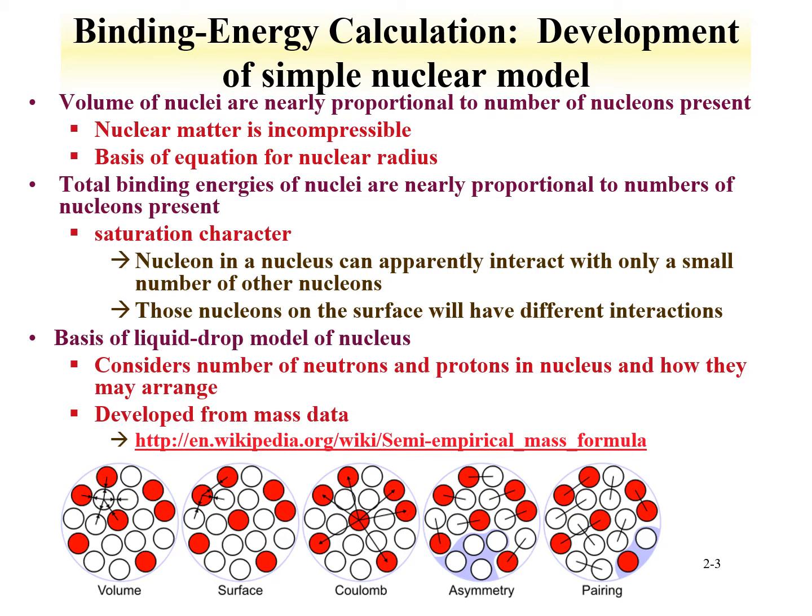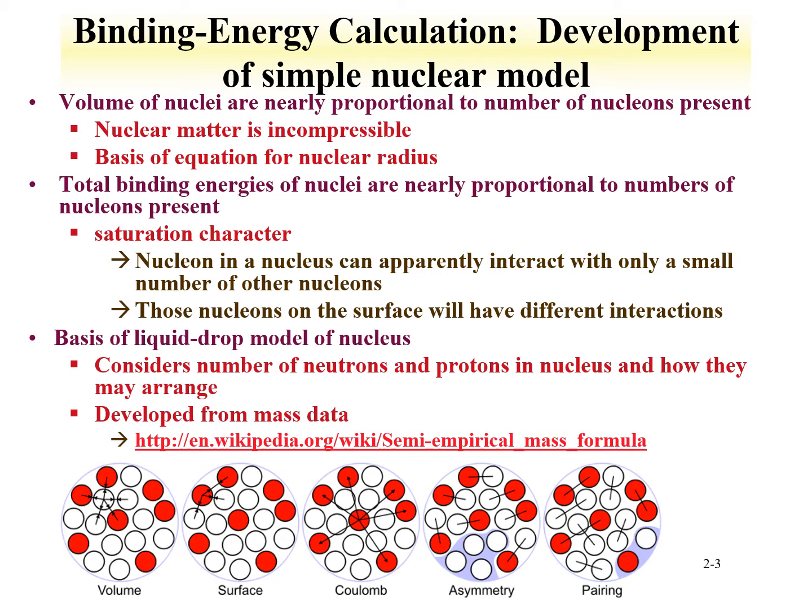And the total binding energy of nuclei is nearly proportional to the number of nucleons present. So there's a saturation character. That means that the nucleons tend to only interact with a small number of other nucleons. So if we thought of water, water only tends to interact with other water around it. So it seems to be a reasonable model.